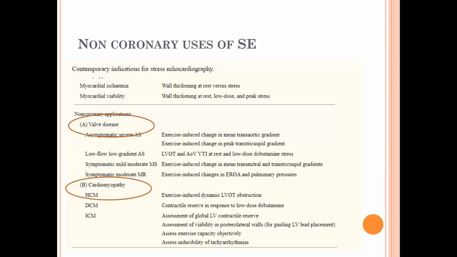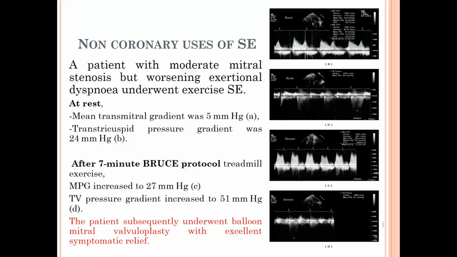This is very important. For instance, this patient with moderate mitral stenosis, but he had severe symptoms in the form of dyspnea, and he underwent exercise stress echo. At rest, his mean transmitral gradient was 5 mm mercury, and the tricuspid pressure gradient was 24 mm mercury. After 7 minutes of Bruce protocol, the mean pressure gradient increased up to 27. Can you see, from 5 to 27?